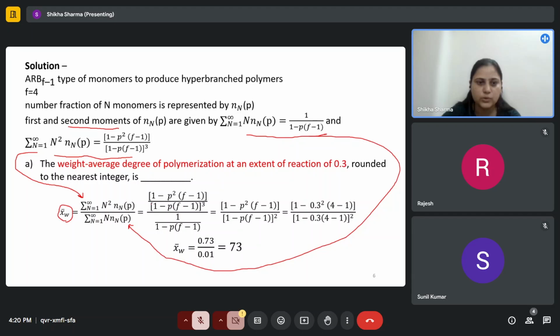So this is the second moment value we are putting, divided directly by the first moment value, which is 1 upon 1 minus p multiplied by f minus 1. So we can cancel this 1 and here 2, right? So 1 minus p squared, f minus 1, divided by 1 minus p, f minus 1, whole to the power 2, in which we can put the value p, the extent of the reaction, which is given in the question as 0.3.